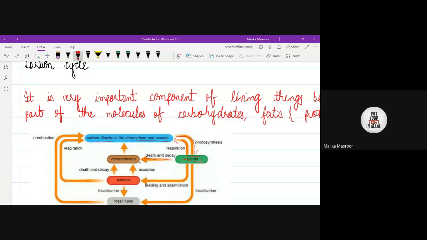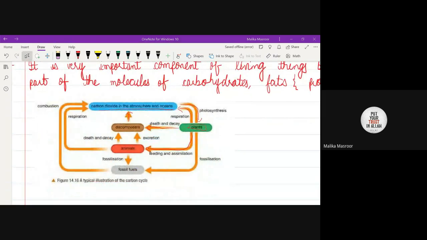When they die, decomposers are breaking them down and returning the carbon to the atmosphere. When animals are eating them, they're also taking in the carbon. And when they die, fossilization takes place when there is incomplete breakdown. They're not broken down completely and they stay under the ground for many years and then form fossils. So when fossilization takes place, they form fossil fuels.